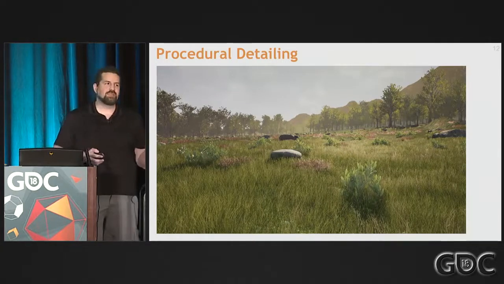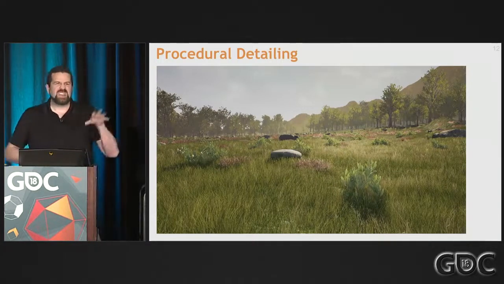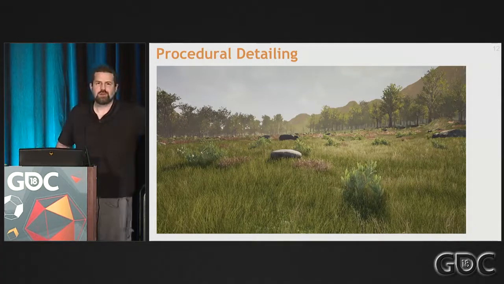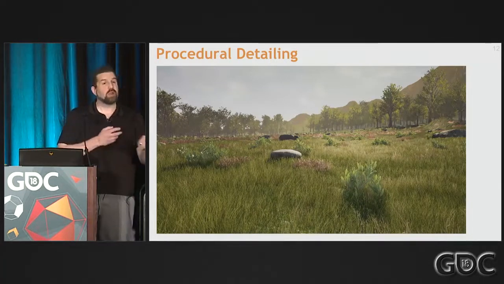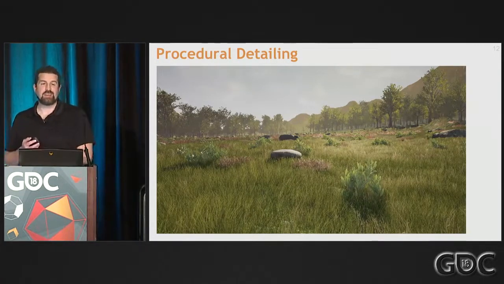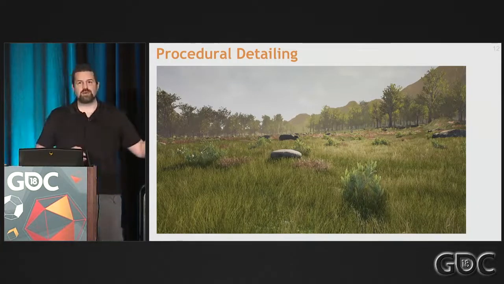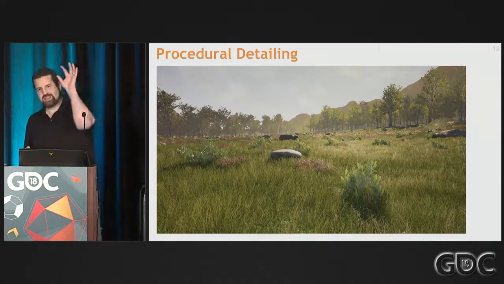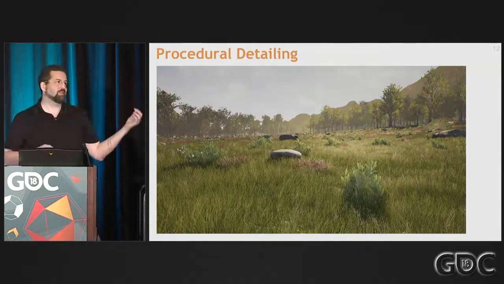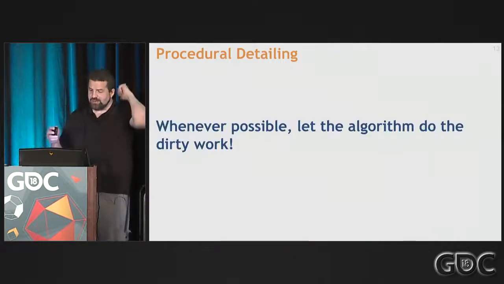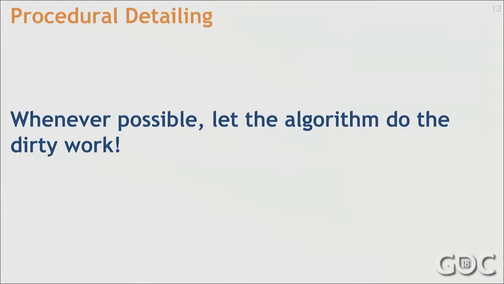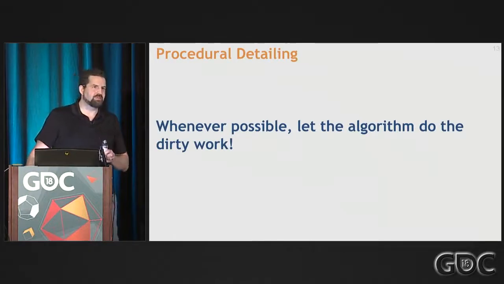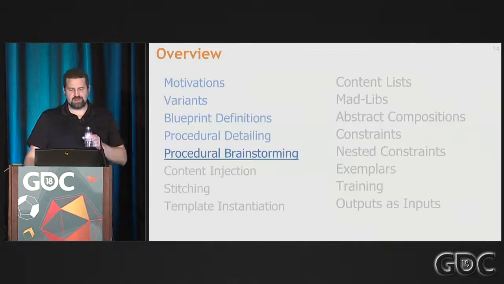So procedural detailing for me is just the idea of, I'm going to paint the important parts. Okay, algorithm, you go fill in the boring parts, right? Boring because they're tedious, boring because they don't matter, but they need to be organic and varied, and that's lots of organic, varied, tedious labor. That's what algorithms are for, right? So whenever possible, let the algorithm do the dirty work. That kind of relates back to the recipes as well.